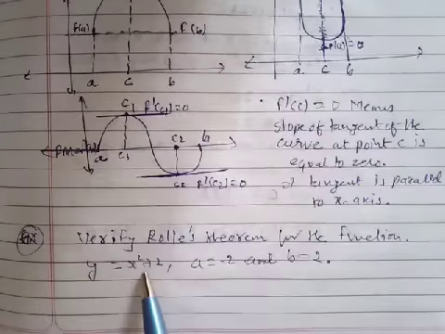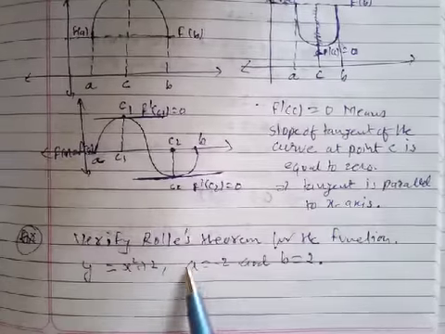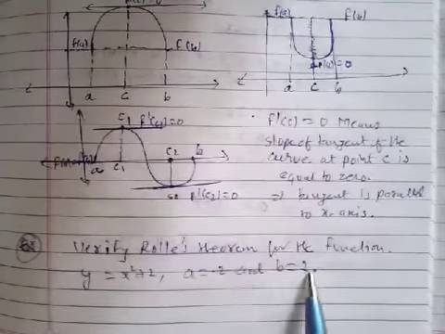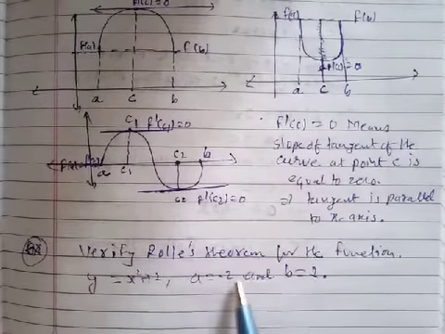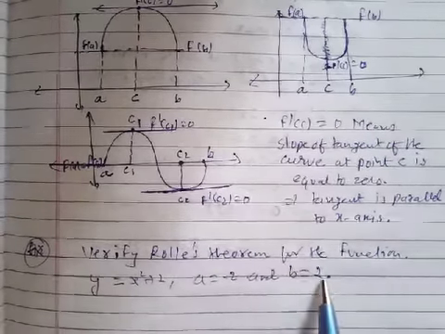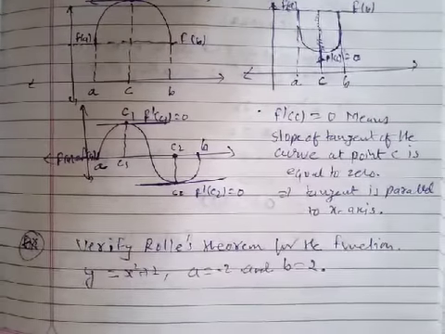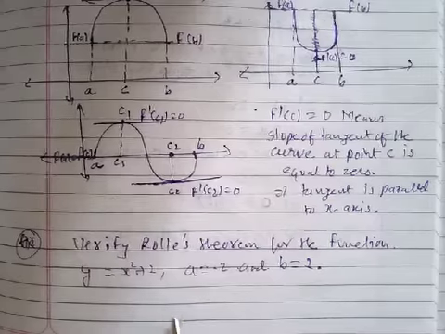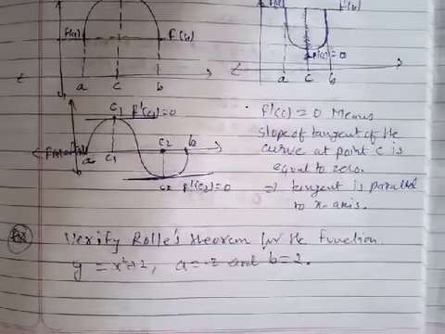What do you have to do first? First you have to say that the function is continuous on the closed interval [a, b]. Closed interval [a, b] means here a is minus 2, b is 2. So closed interval [-2, 2]. Second, the function is differentiable on the open interval (-2, 2).